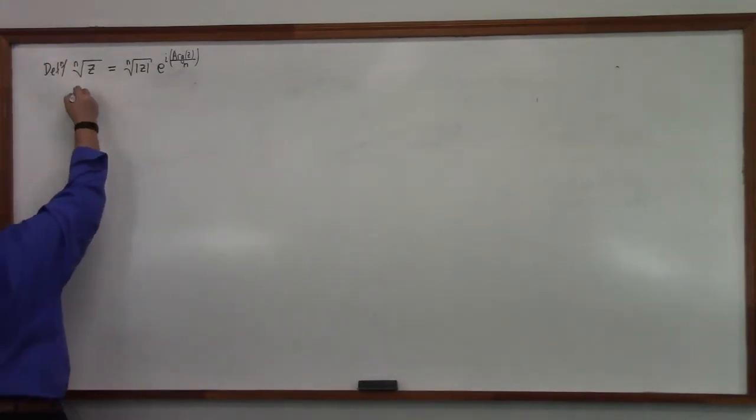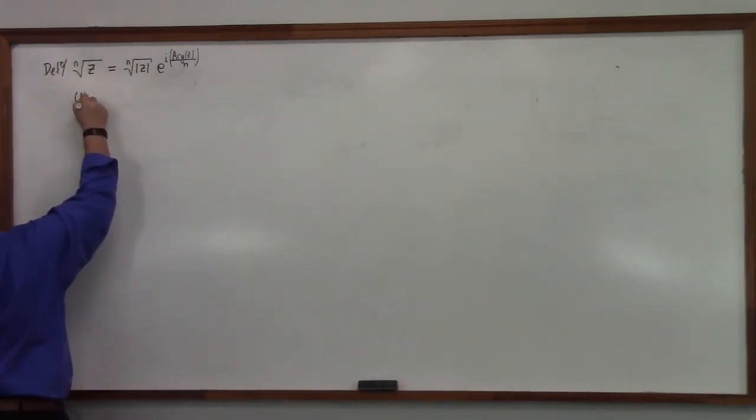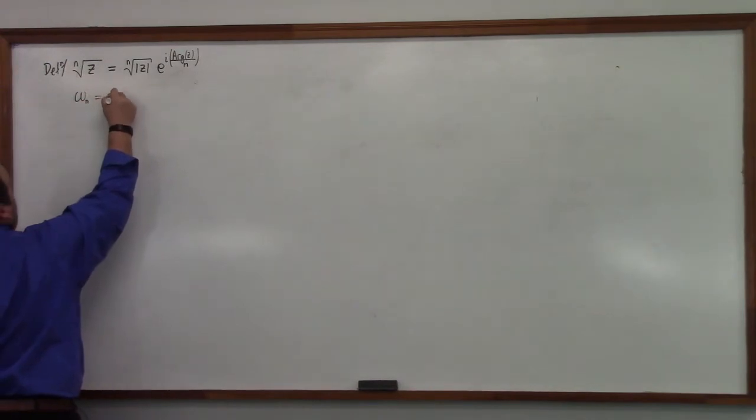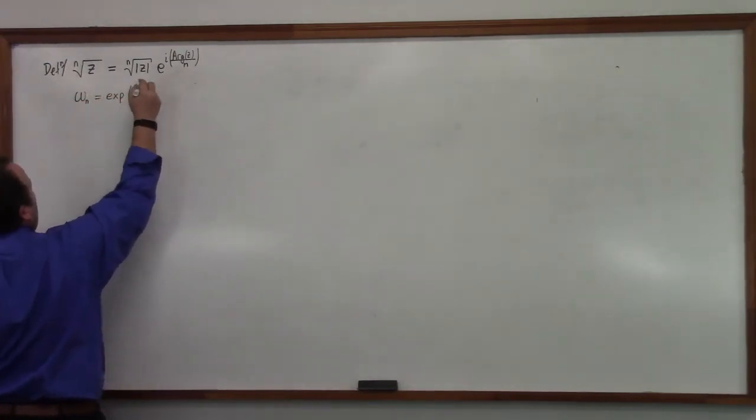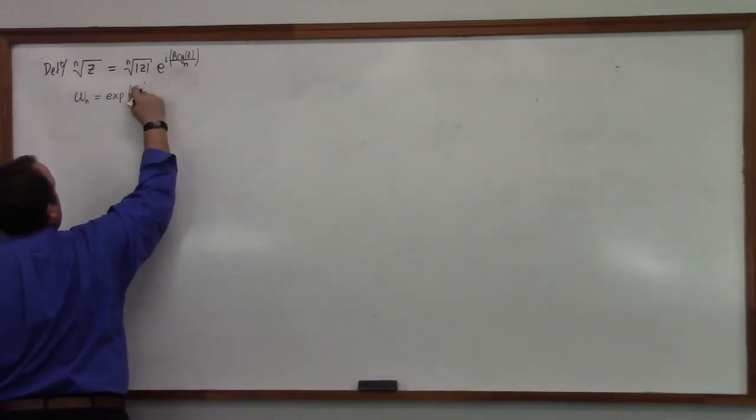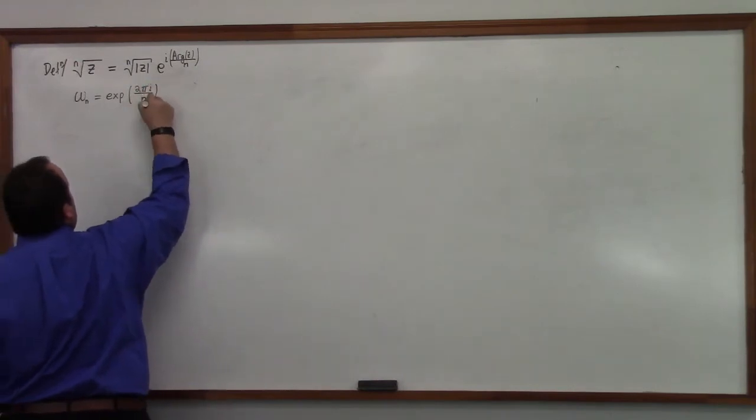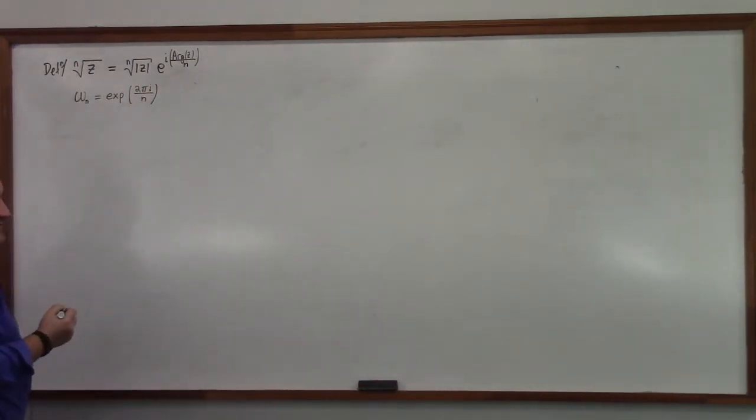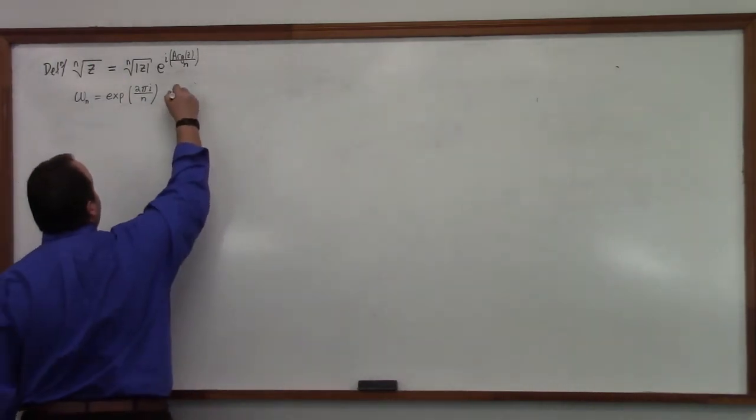Furthermore, omega sub n is equal to, and I'll write it this way, exponential of 2 pi i. All right, e to the 2 pi i over n. This is the principal nth root of unity.